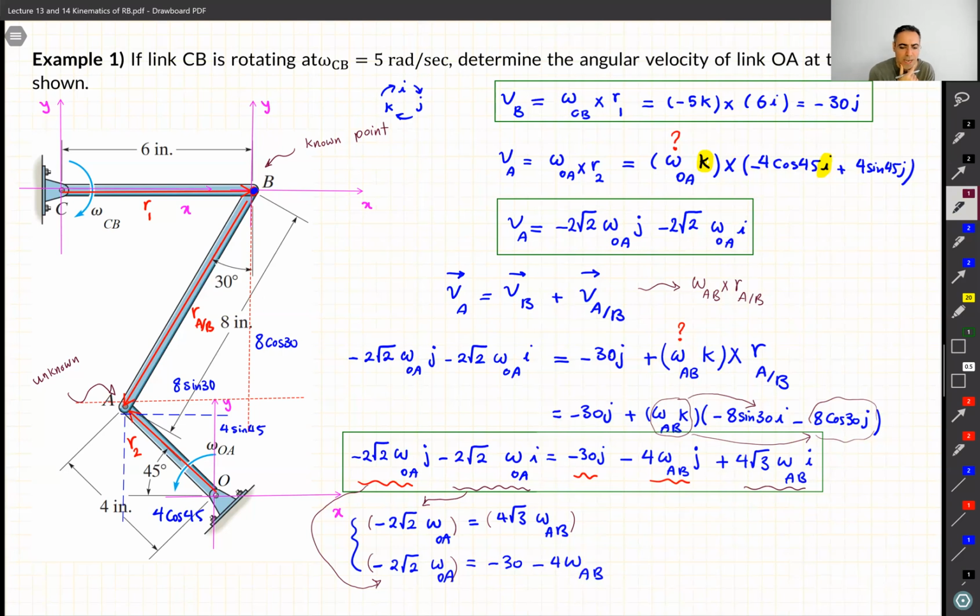So I have 2 unknowns and 2 equations. If I solve them, I can find omega AB and I can find omega OA. I happened to solve them before. If my math is correct, or maybe I haven't. No. So I let you guys find out.